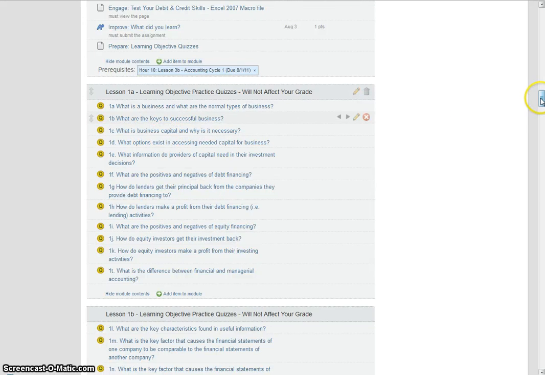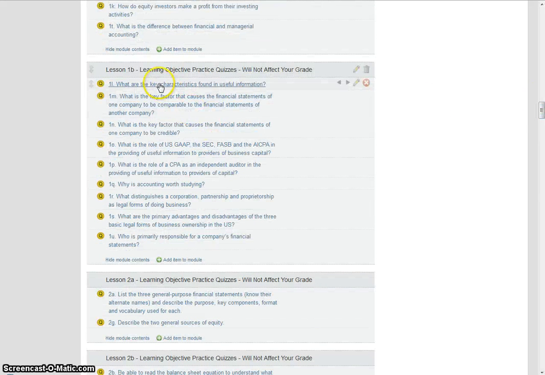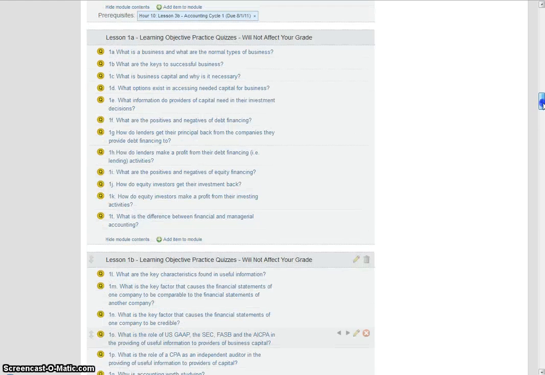Then we went on to Lesson 1B and did the same thing. Okay? So that's kind of how class went. We did a lot of quizzes, we did a lot of discussion, we tried to highlight the key points, and by the end, hopefully students felt comfortable with the key items here.